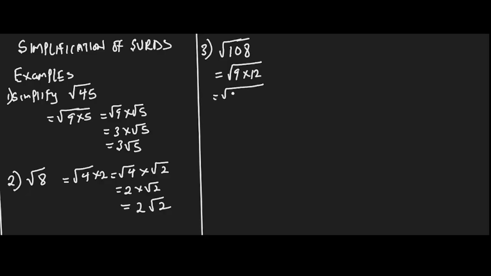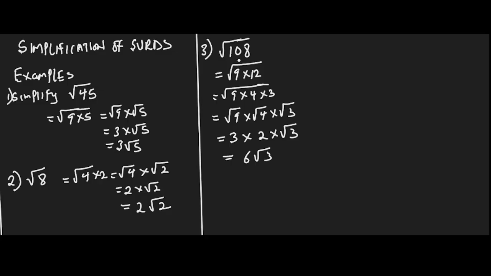That is, this could still be 9 times 4 times 3. From the rule that we started, this is the same thing as root 9 times root 4 times root 3. This is going to give us 3 times root 4, which is 2, times root 3. Then 3 times 2 gives us 6 root 3. We have simplified root 108. That means basically what I've done here is express the square root of 108 in its basic form, which is 6 root 3.